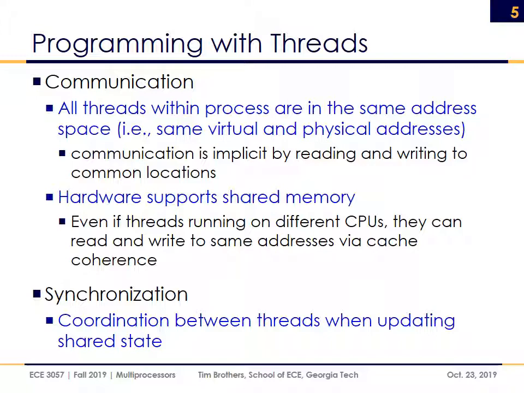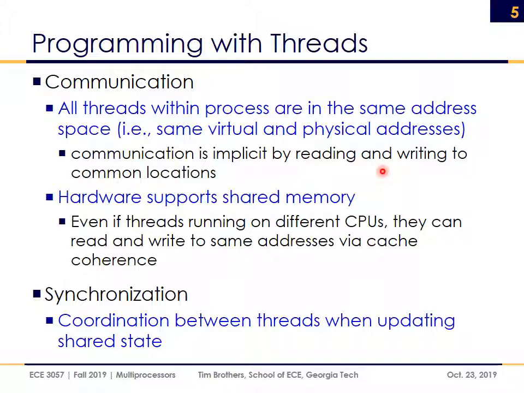In order to do that, one of the main things is that they have the ability to communicate across. So all threads within the process have the same address space. This means they have the same virtual and physical addresses. Communication is implicit by reading and writing to common locations. One other way to say this, you can think about these as having the ability to work on the same data set. That reduces down to the same virtual and physical address space.